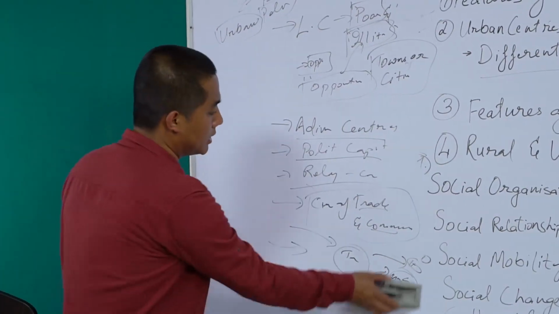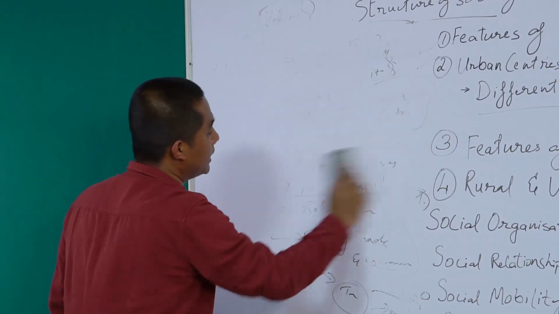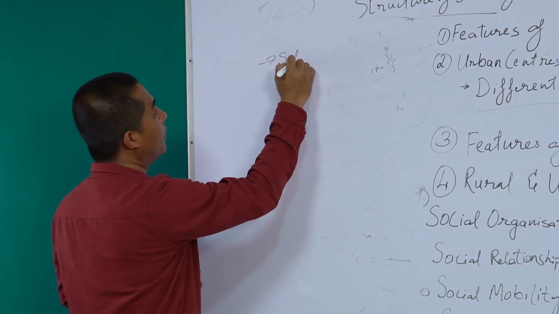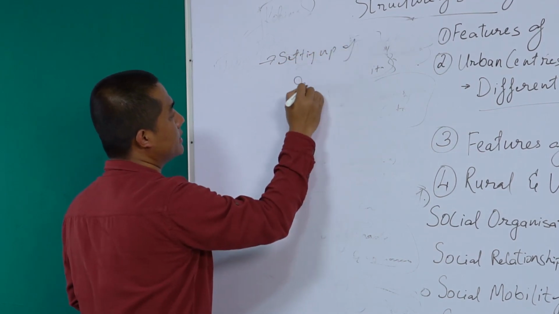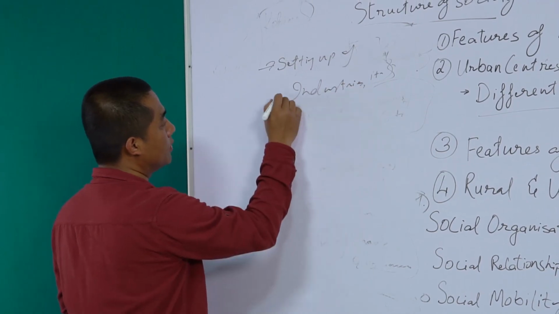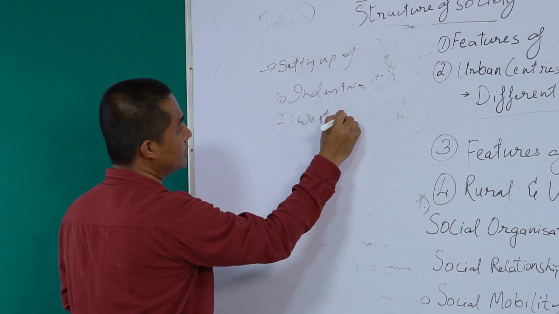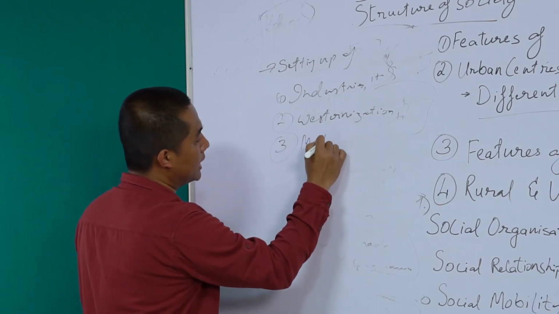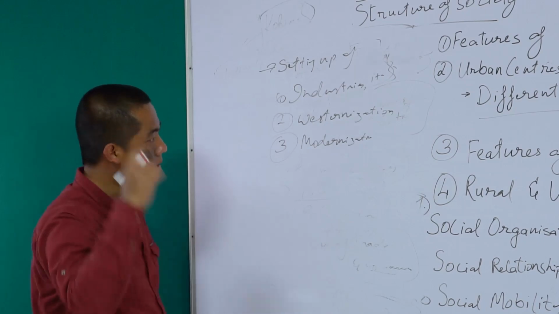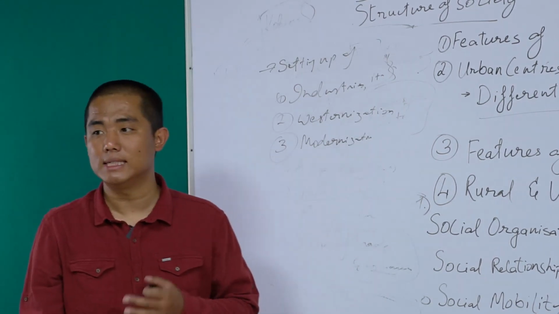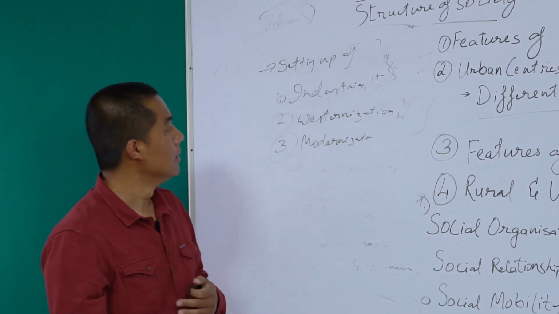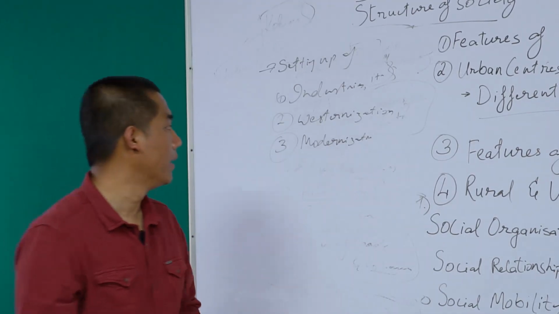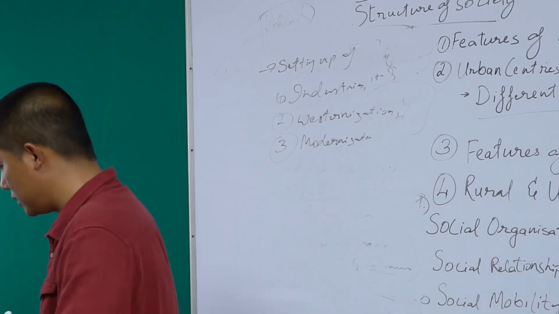The next is the modern urban centers. Under these modern urban centers, they are influenced mainly by the setting up of industries. That is the first one. The next is westernization, spelled W-E-S-T-E-R-N-I-Z-A-T-I-O-N. And the third is modernization, M-O-D-E-R-N-I-Z-A-T-I-O-N. These are some of the things which have influenced them.